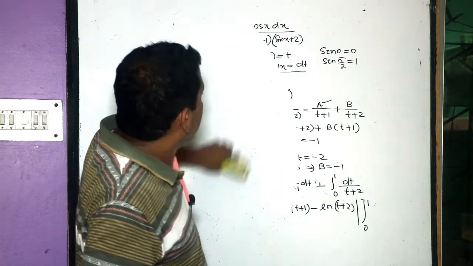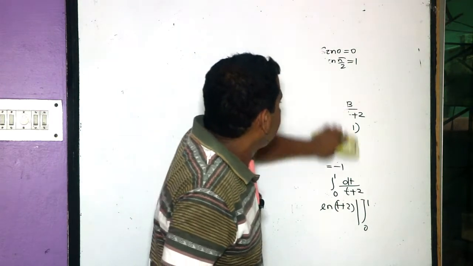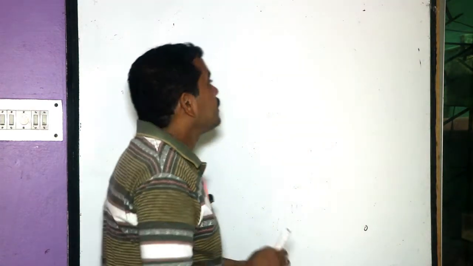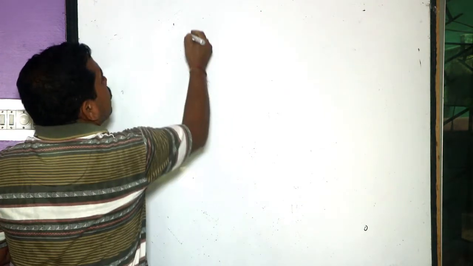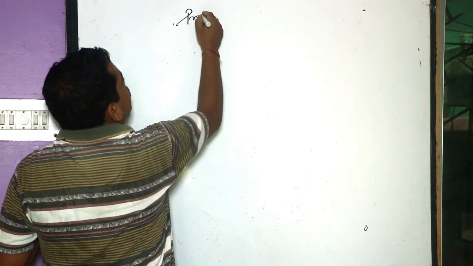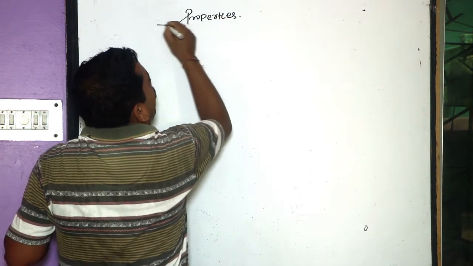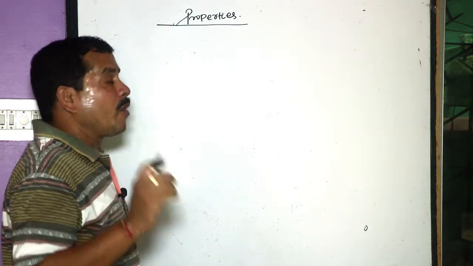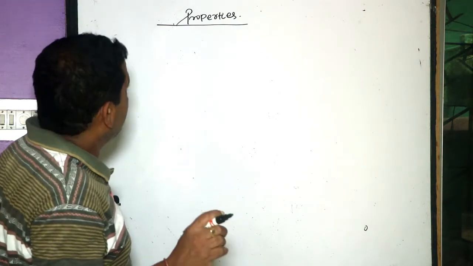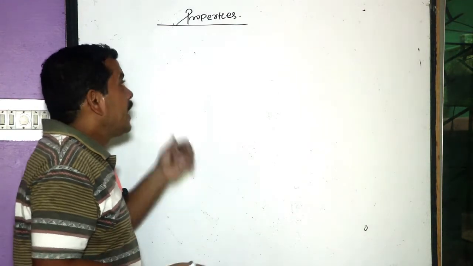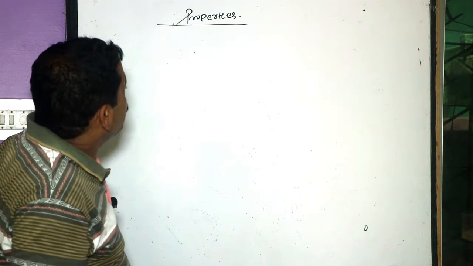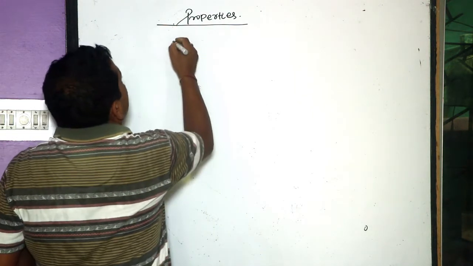That is Article 9J, fundamental properties of definite integration. I shall discuss only 3 properties for Article 9J. In the next class, other properties will be discussed.